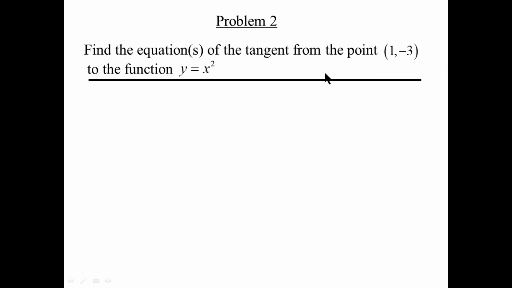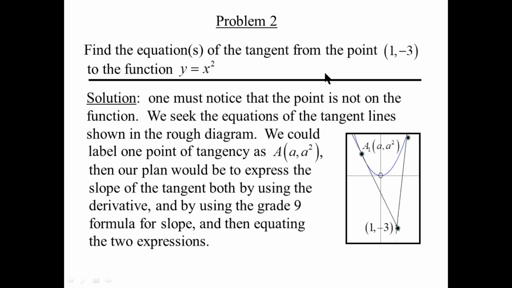A second problem. Find the equation, possibly plural, of the tangent from the point (1, -3) to the function y equals x squared, our familiar parabola. Solution. One must notice that the point is not on the function. We seek the equations of the tangent lines shown in this rough diagram.